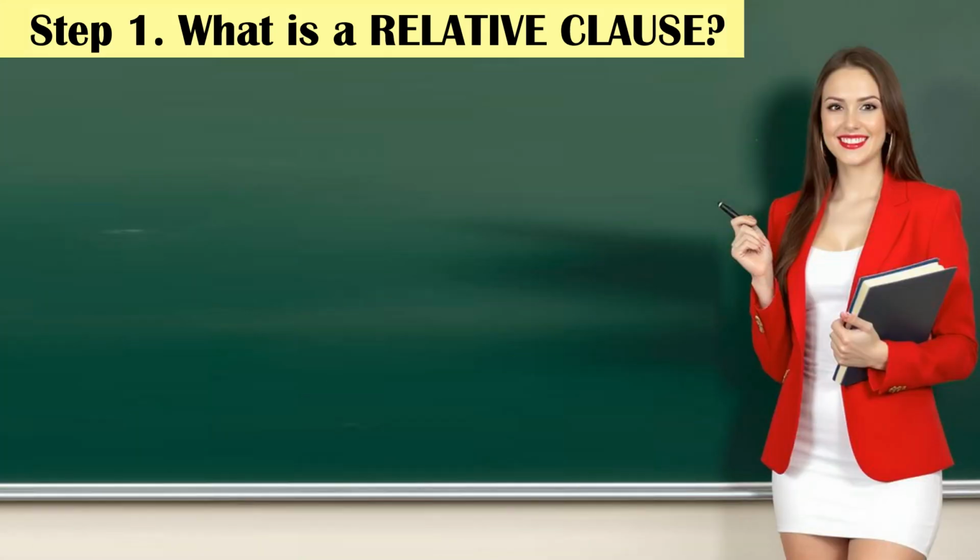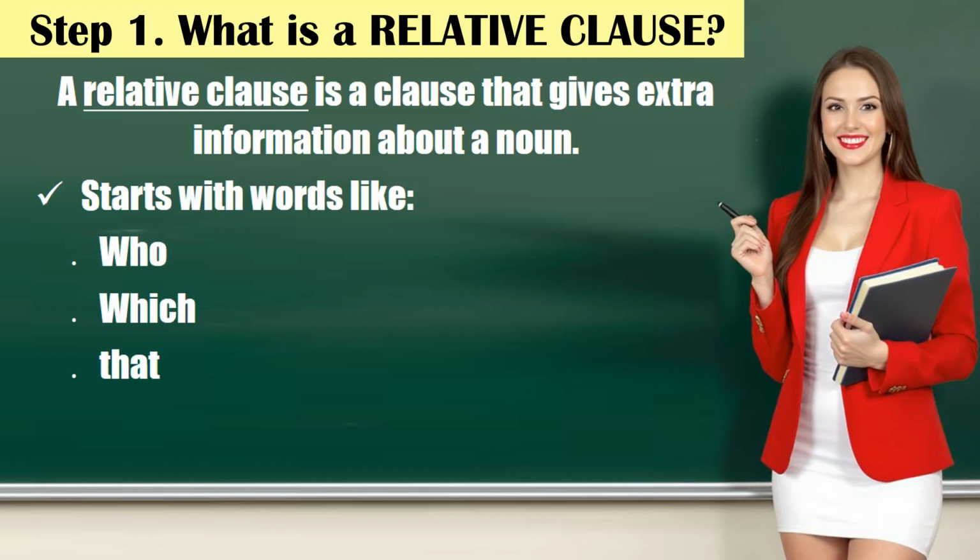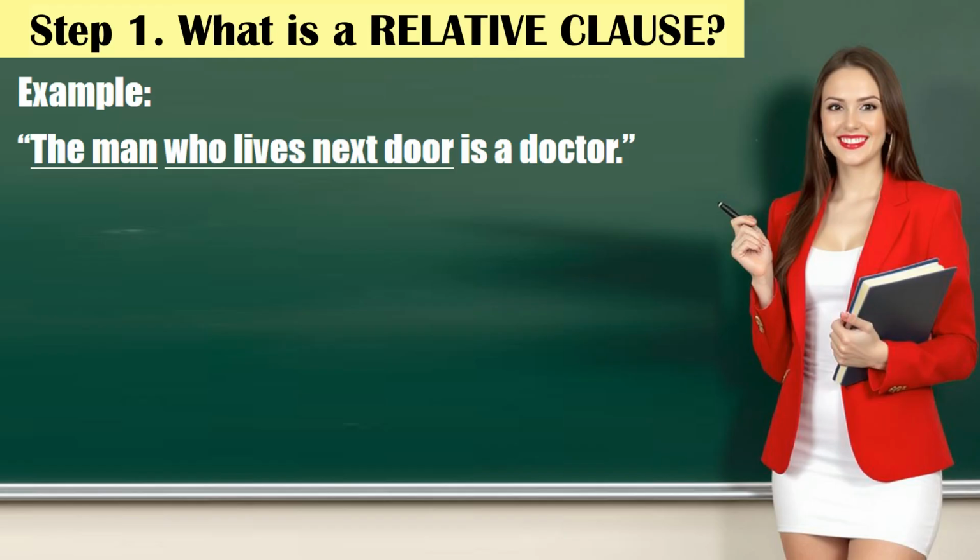Step 1. Understand what a relative clause is. Before we reduce anything, we first need to understand relative clauses. A relative clause is a clause that gives extra information about a noun. It usually starts with words like who, which, and that. Example: The man who lives next door is a doctor.